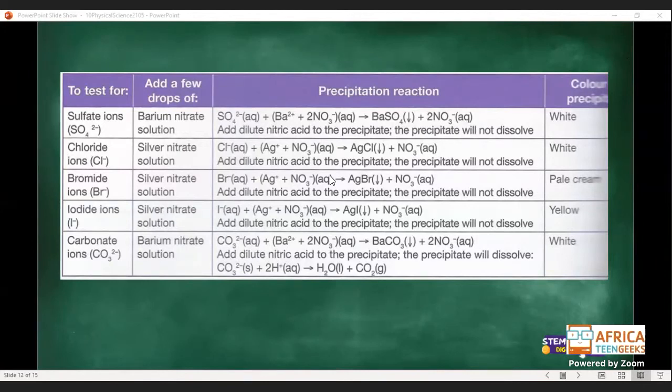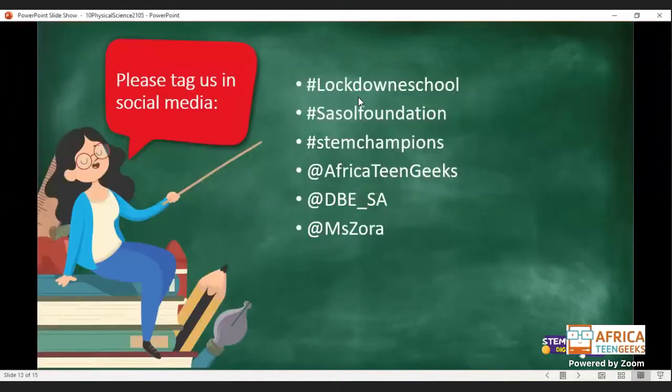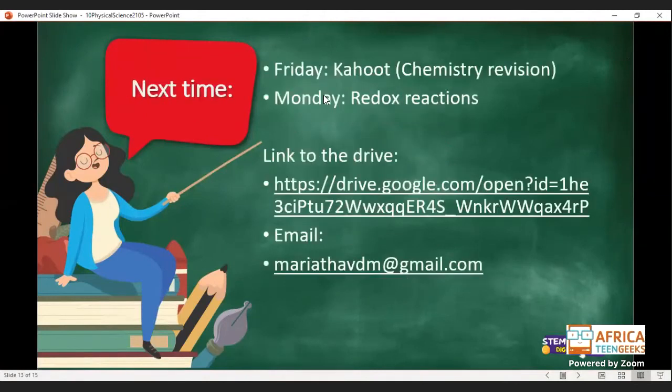Tomorrow we are Kahooting, right? So let's have a look at what we're doing tomorrow. So you guys know the tags? Use them, abuse them. So Friday we're doing a Kahoot on chemistry revision. So term 1 and 2 work, guys. Easy chem. Covalent bonding, ionic bonding, metals, non-metals, metalloids, semi-metals, stuff like that. We're Kahooting that tomorrow.